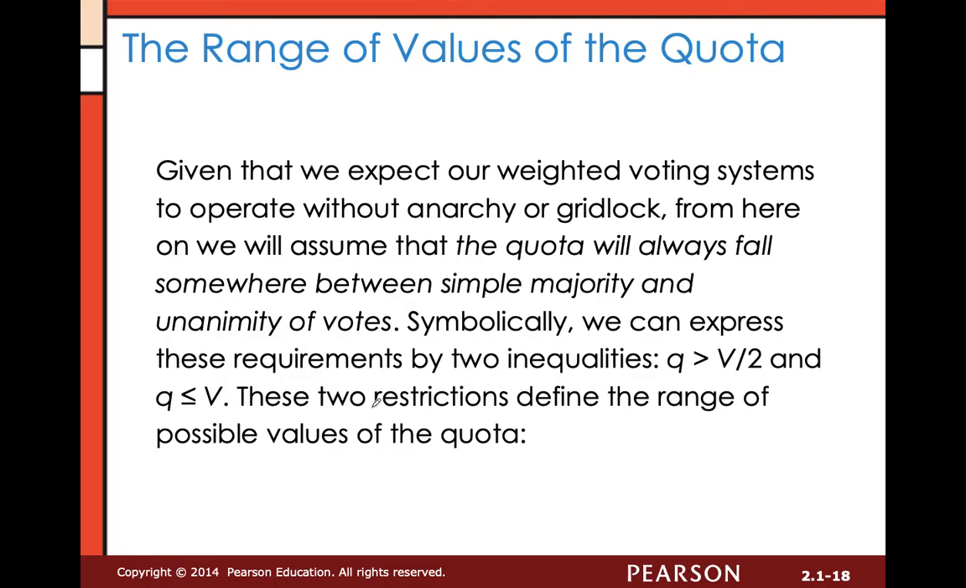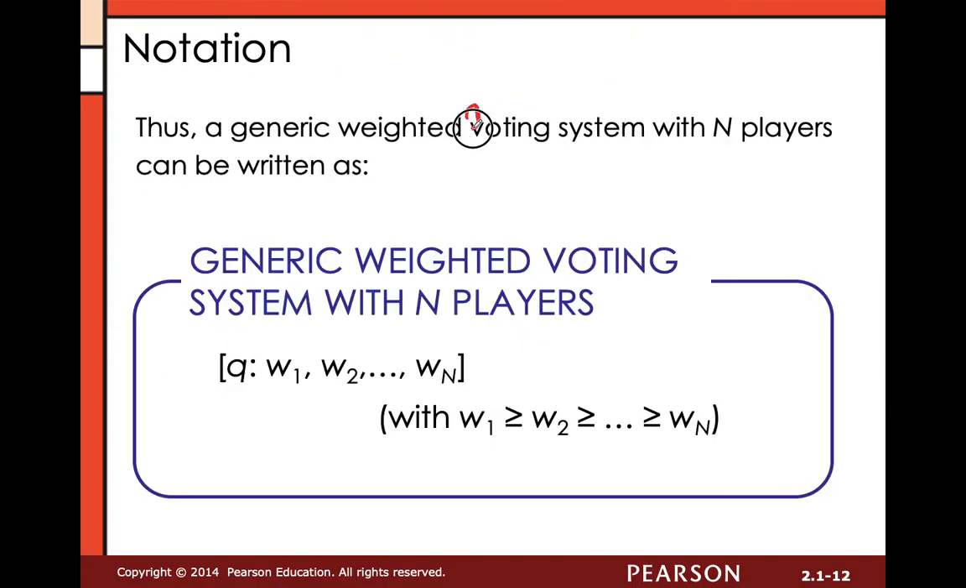Okay, so given that we expect our voting system to operate without anarchy and without gridlock, we're now going to assume that the quota is always going to be somewhere between a simple majority and unanimity. What that means for us in that previous example, remember there were 20 votes total.